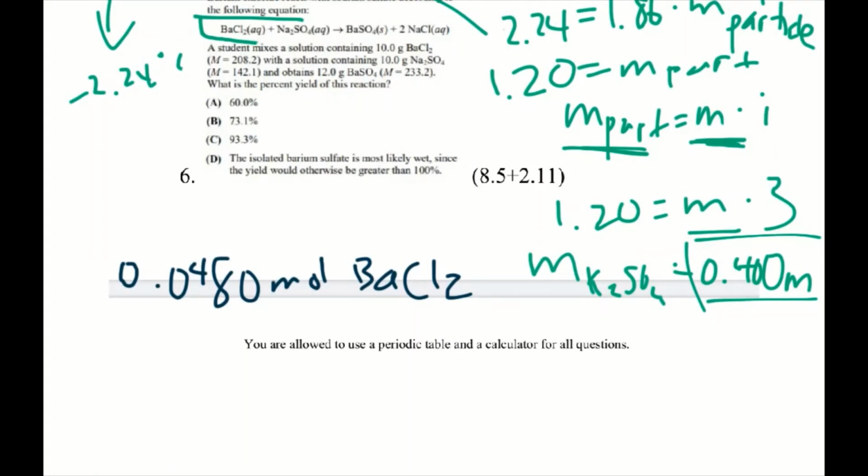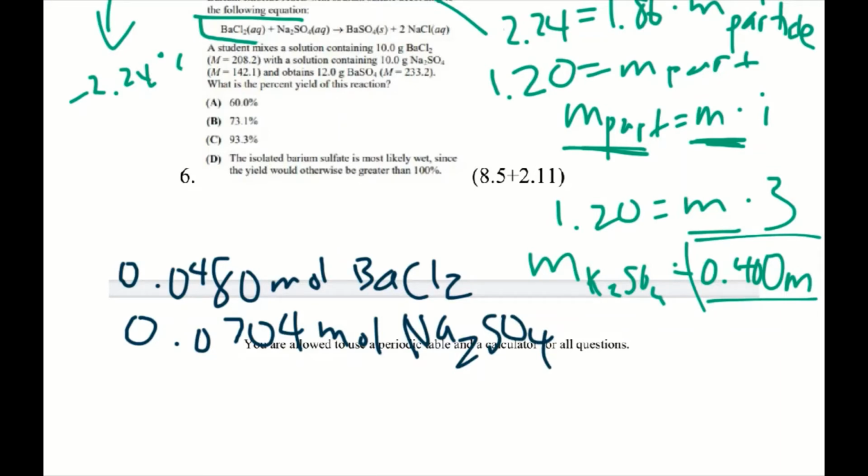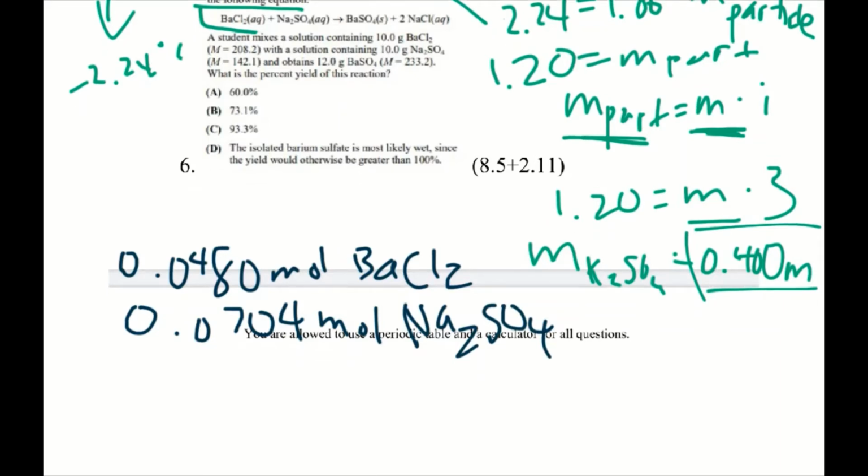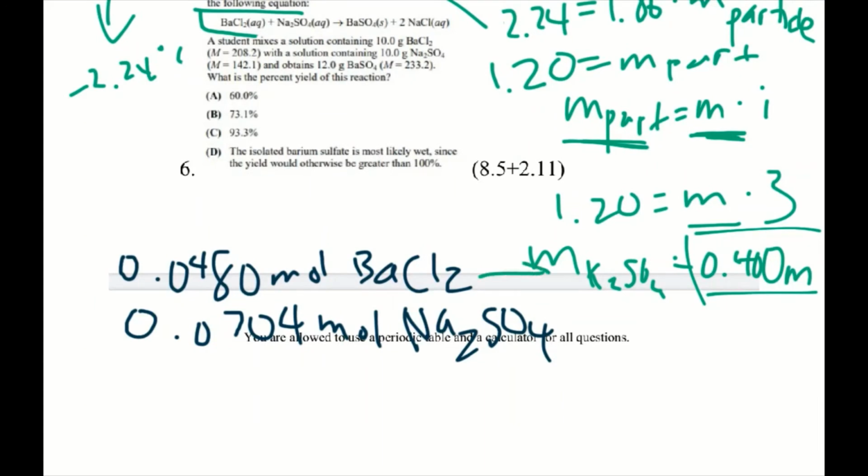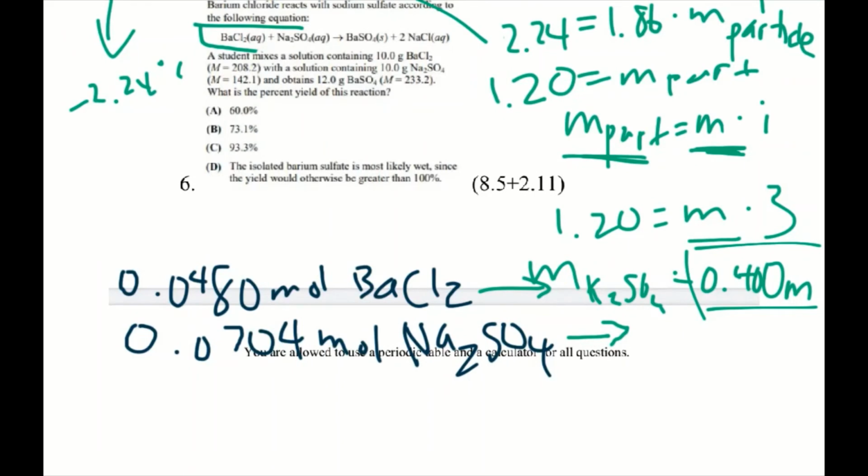And how many moles of sodium sulfate? Well, 10 divided by 142.1 will give us 0.0704 moles of sodium sulfate. So to find the limiting reactant, we actually have to find which one of these will produce the lesser of the product, since the one that produces less product will be the limiting reactant. So we have to figure out how many moles of barium sulfate each of these can produce.